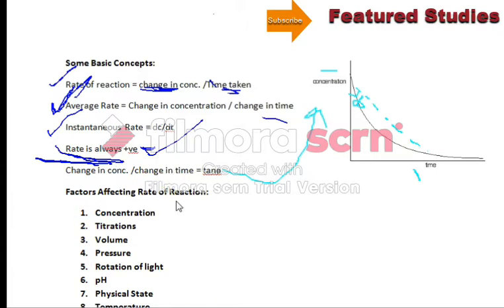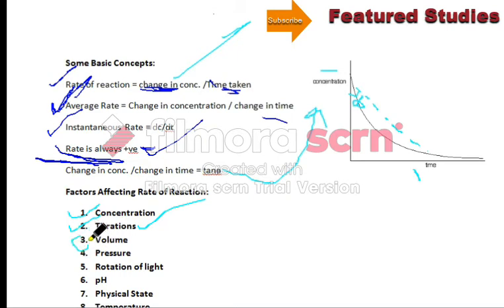And then the factors affecting rate of reaction. Number one is concentration. You can see that the formula of rate is change in concentration by change in time taken. So rate is directly proportional to concentration. And titration: if we titrate, first we see the rate, and then if we titrate it, it could change. So it depends on titration.